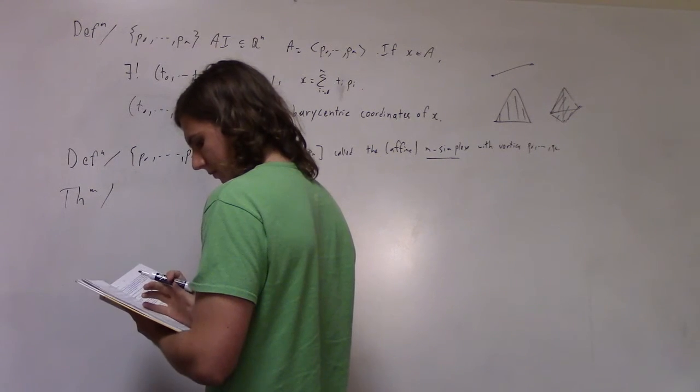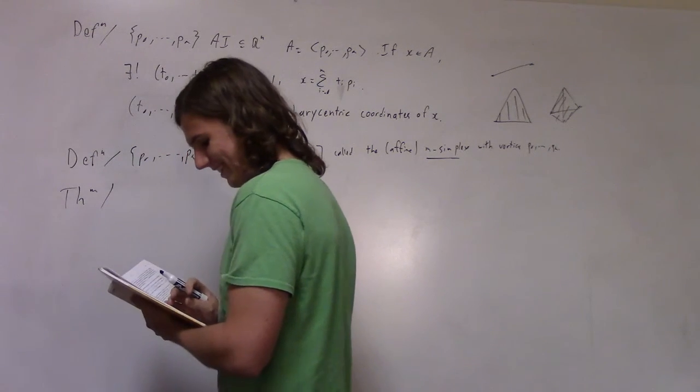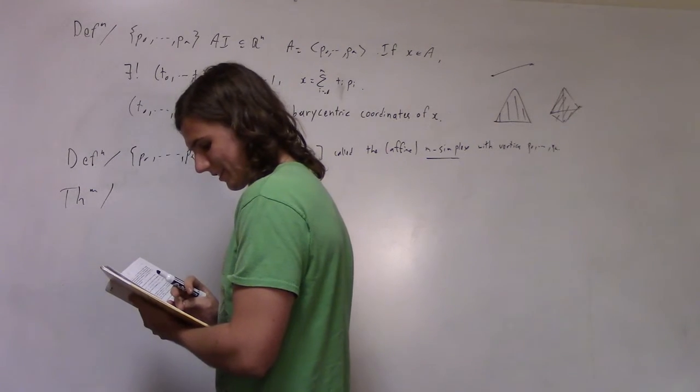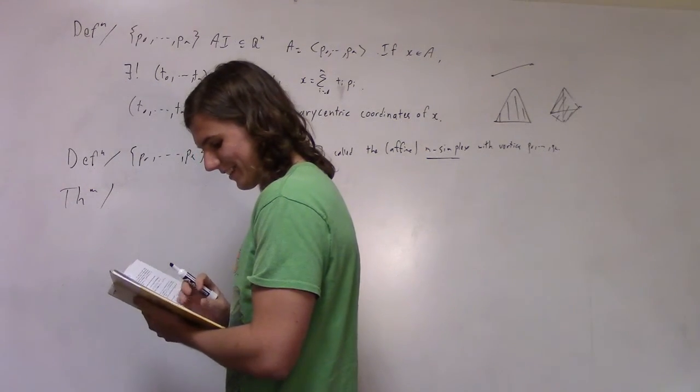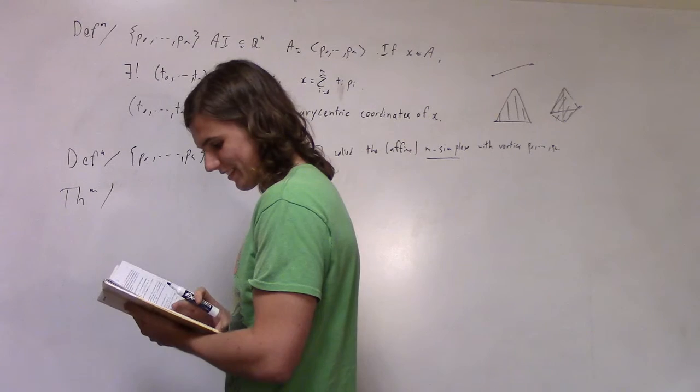Are they in general position? If they're affine independent, they're in general position. General position if every n plus 1 of its points forms an affine independent set.